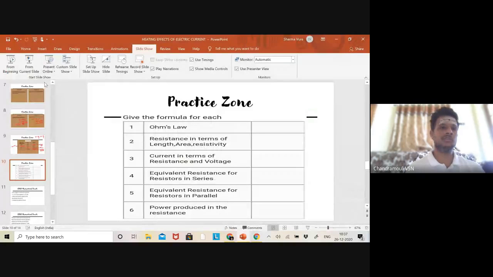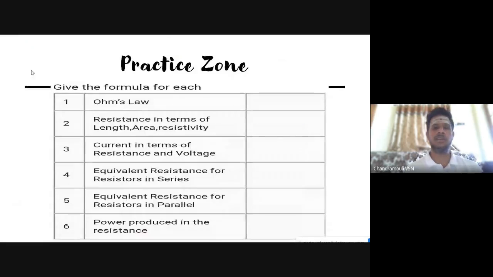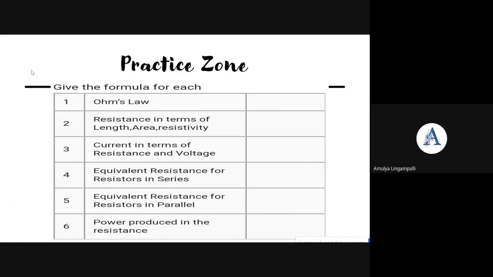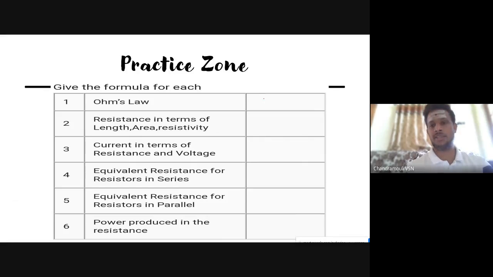Are you seeing what I have given? Give the formula for each. What is the formula for Ohm's law? Amulya? V is equal to I into R. Super, better. Next.